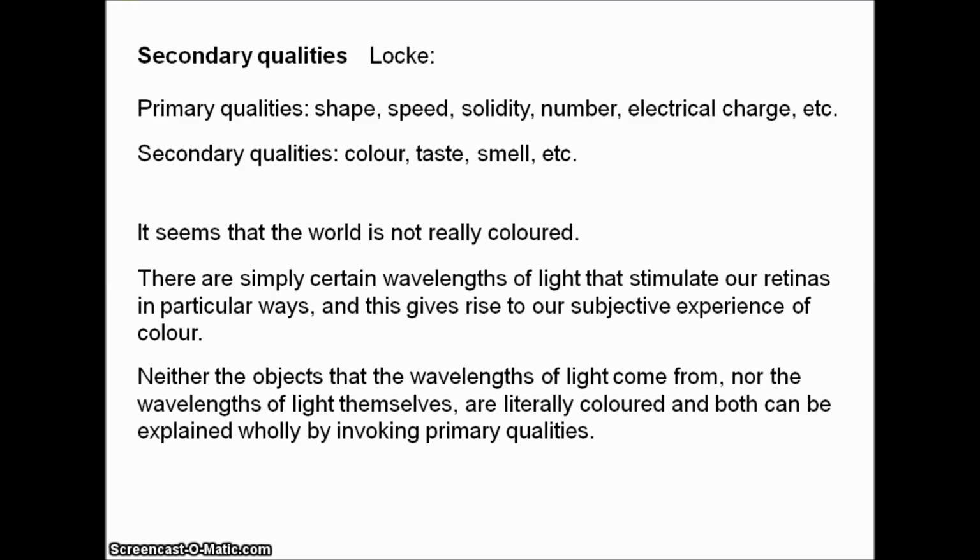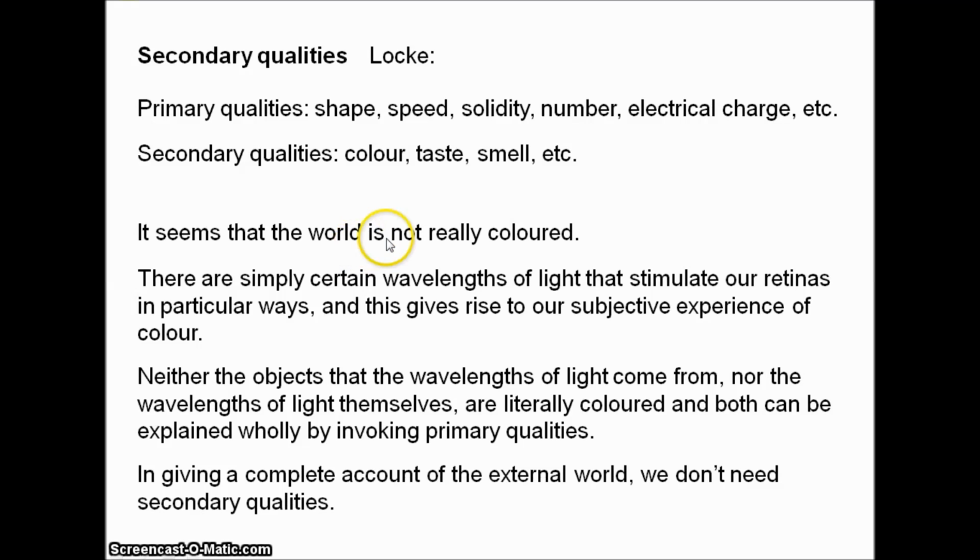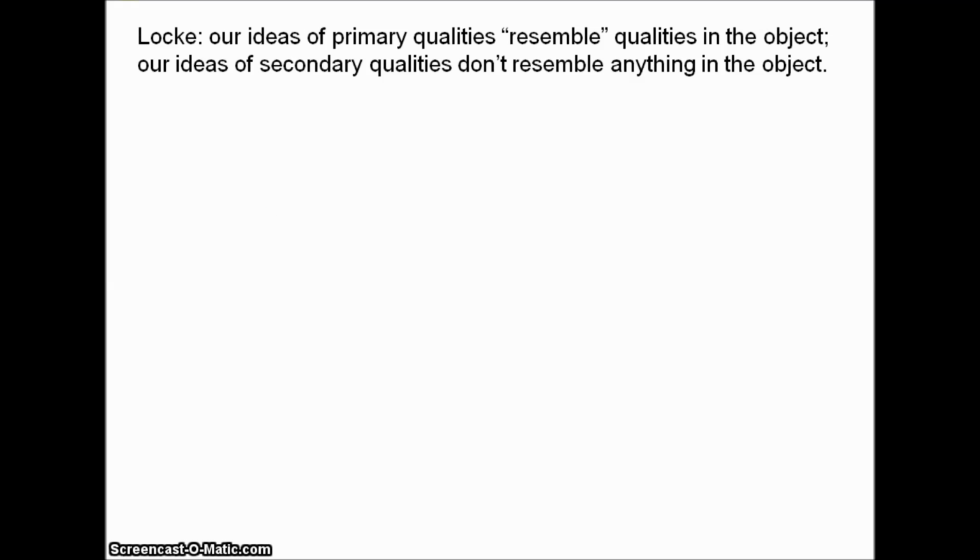And in giving a full account of the external world, we don't need secondary qualities. It does seem to be true that primary qualities are explanatorily basic. Now, the original claim from Locke was that our ideas of primary qualities resemble primary qualities in the object, but our ideas of secondary qualities don't resemble anything in the object at all.